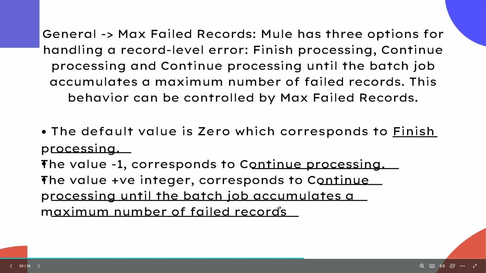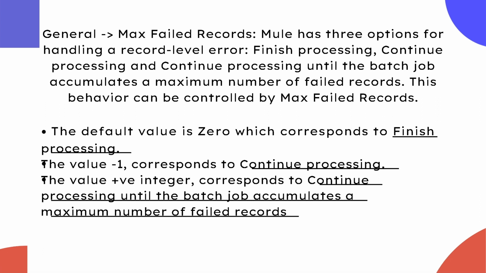So guys, from the definition I think it is clear. It says that Mule has three options for handling a record level error: finish processing, and continue processing until the batch job accumulates a maximum number of failed records. This behavior is controlled by max failed records. By default, if you do not put any value in that configuration, it will consider it as 0.